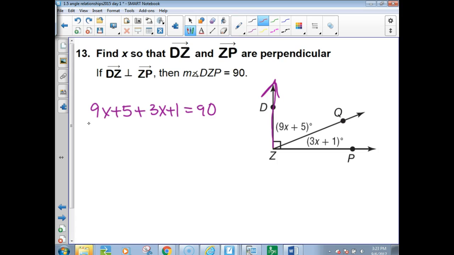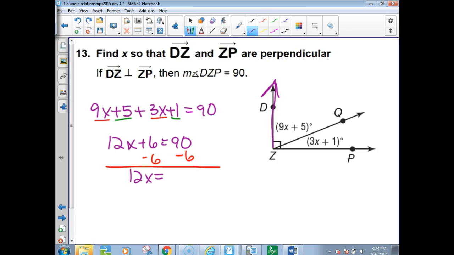Combine your like terms, 9x and 3x. You get 12x. Add your integers, 5 and 1, that's plus 6, equals 90. You will subtract 6 from both sides and then divide by 12. 12x equals 84. Divide by 12, and 84 divided by 12 will give us the value of x, and that's 7. It did say just find x. I went back to check if they asked me for anything else, and they did not.